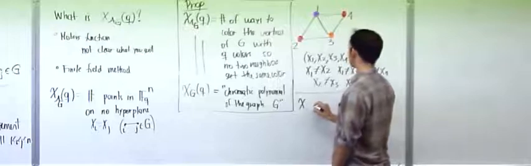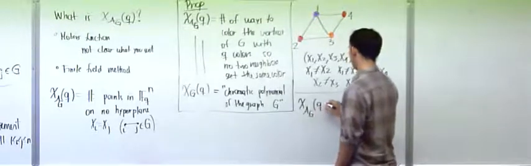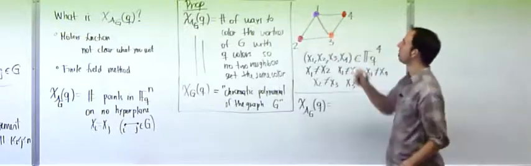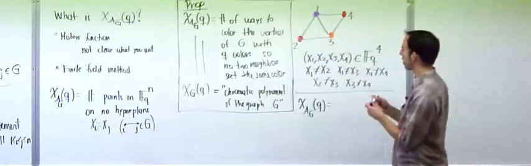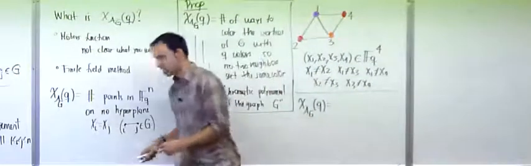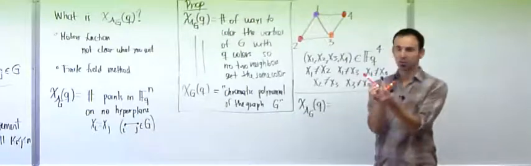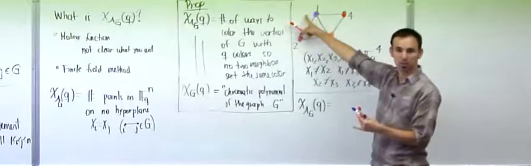So the characteristic polynomial is the number of colorings, supposing that now, just like Nick said, I don't have 3 colors, I have q colors. So imagine that I have q colors right here, and let's count the number of colorings of this graph.